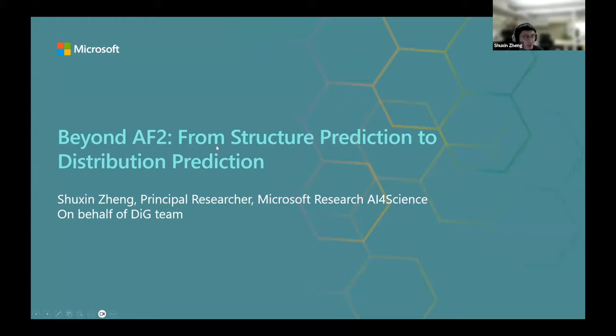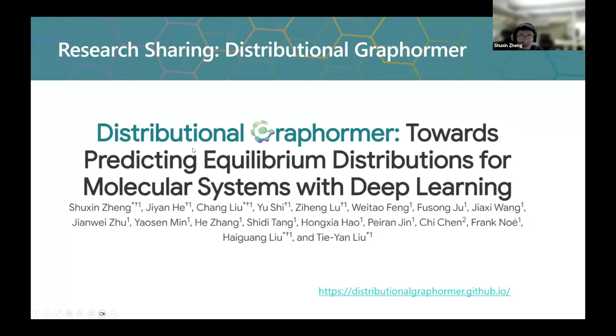Actually, thank you very much for coming to today's presentation. And today I'm going to talk about our recent paper. The title is Distributional Graphormer: Towards Equilibrium Distribution Prediction for Molecular System with Deep Learning. This paper is a joint effort between many colleagues in Microsoft, and you can find it on the arXiv preprint server. And also there is a demo page. You can watch, play, and interact with it.